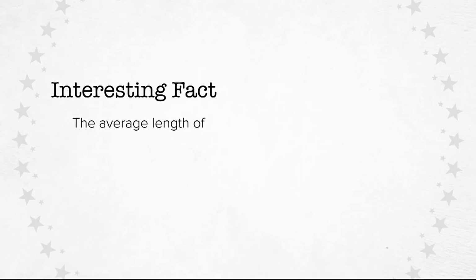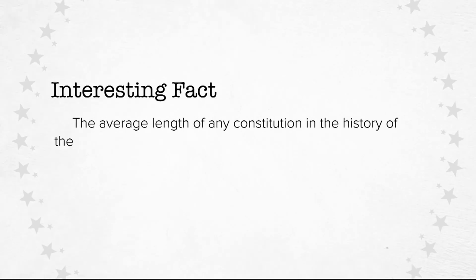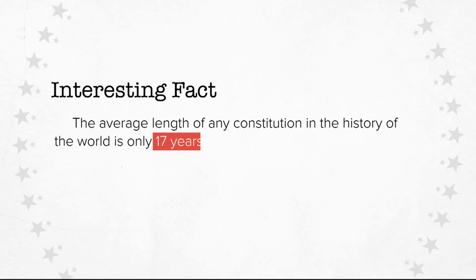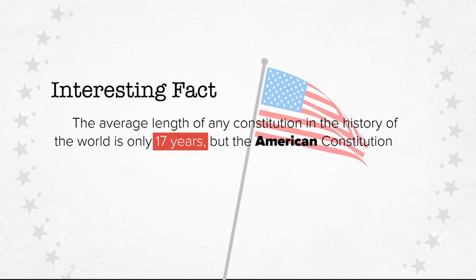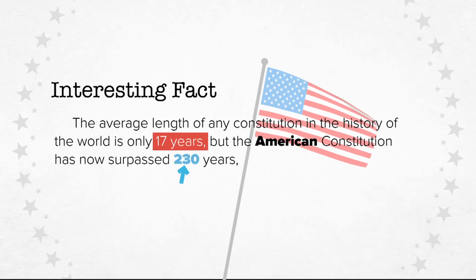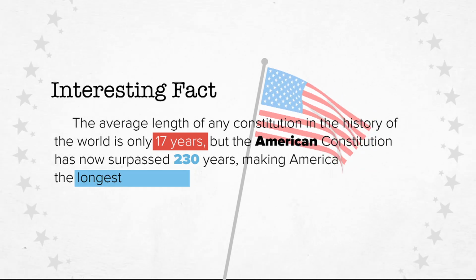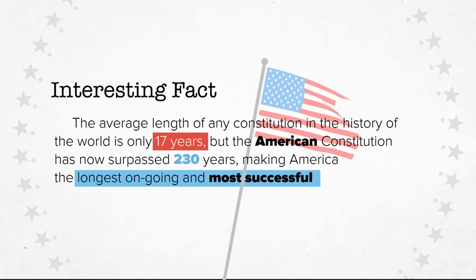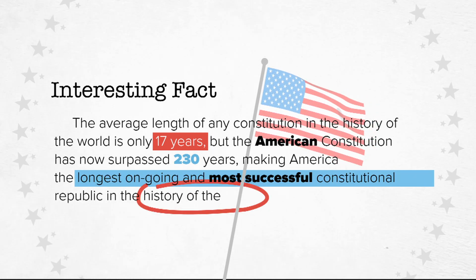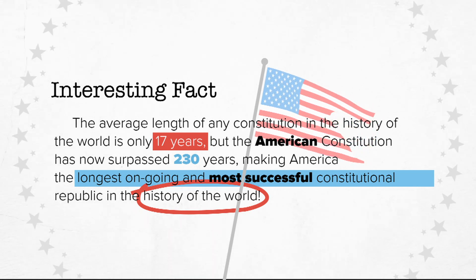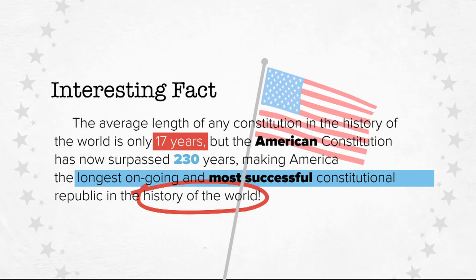But here's a really interesting fact. The average length of any constitution in the history of the world is only 17 years. But the American Constitution has now surpassed 230 years, making America the longest ongoing and most successful constitutional republic in the history of the world. And that's an overview of the Constitution of the United States of America.